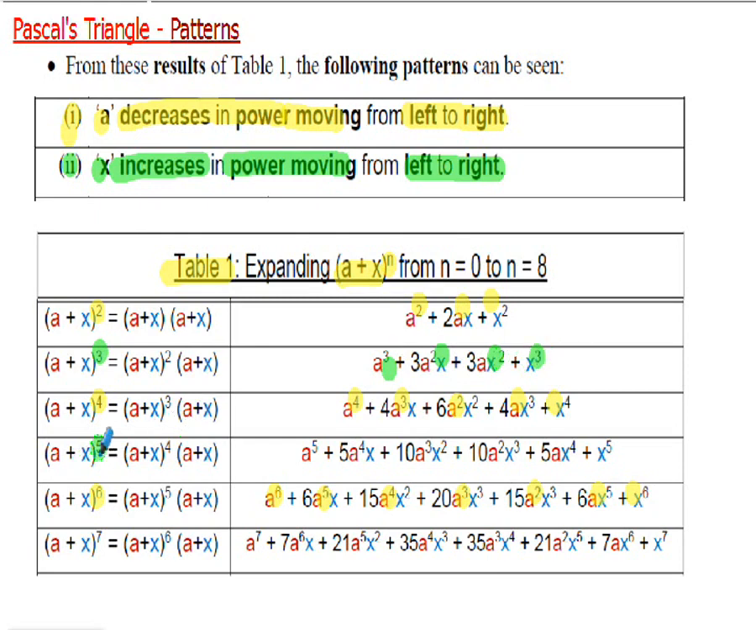If I take a fifth expansion, I've got x to the 0, x to the 1, x to the 2, x to the 3, x to the 4, x to the power of 5. If I take a power of 7 expansion, I get x to the 0, x to the 1, x to the 2, x to the 3, x to the 4, x to the 5, x to the 6, x to the power of 7. So again we can clearly see that the x increases in its power as we move from left to right.